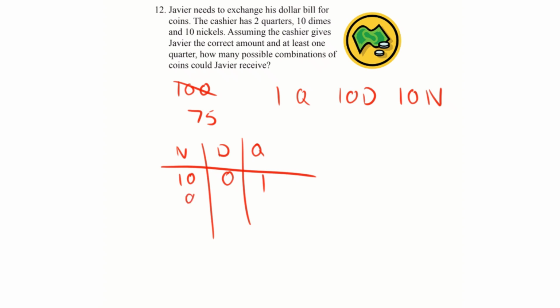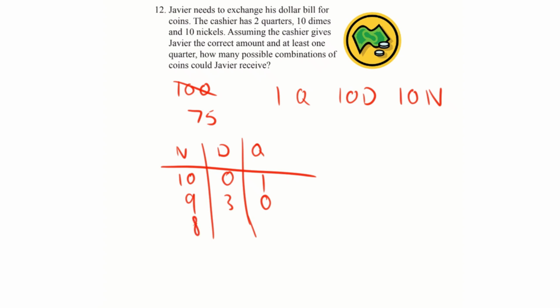Now let's see if we knock this down to 9 nickels. So 9 nickels takes up 45 cents. We have 30 cents remaining from the 75. And that can be taken up by 3 dimes. So we put a 0 here for quarters. We can't have any other combination with a quarter and 9 nickels currently.